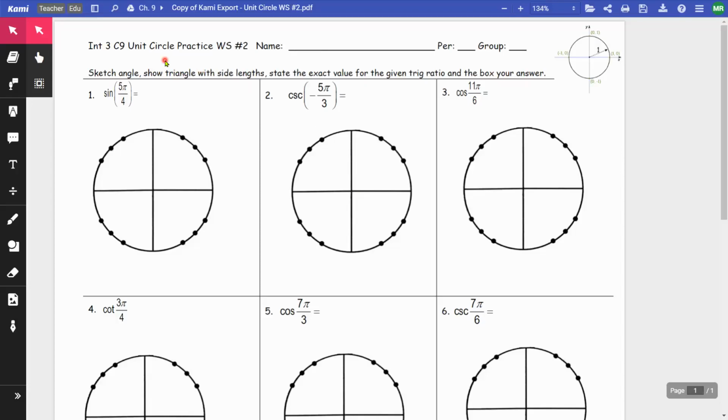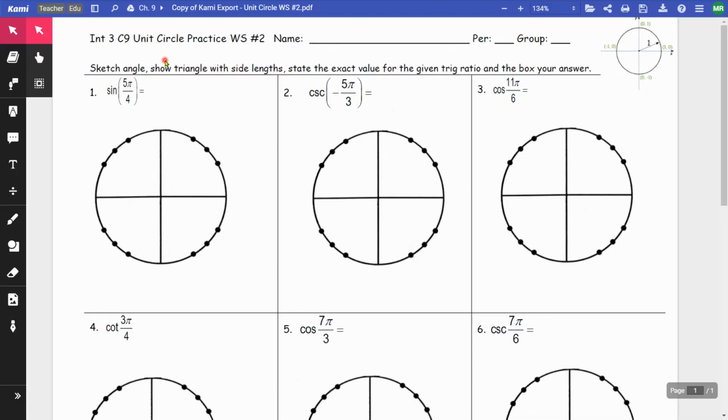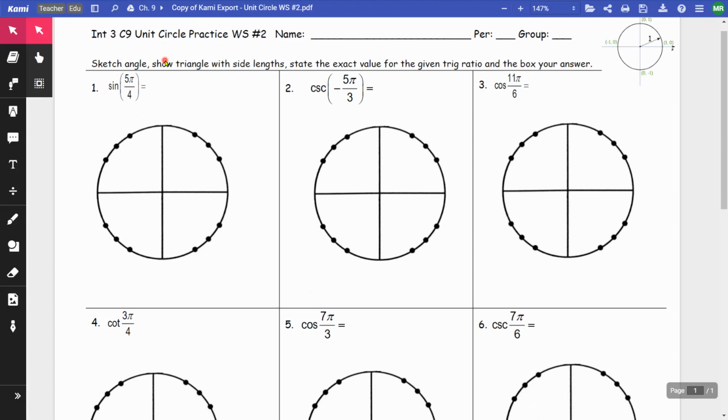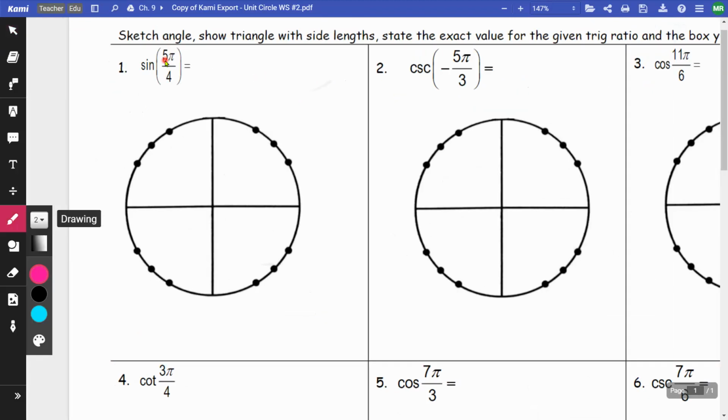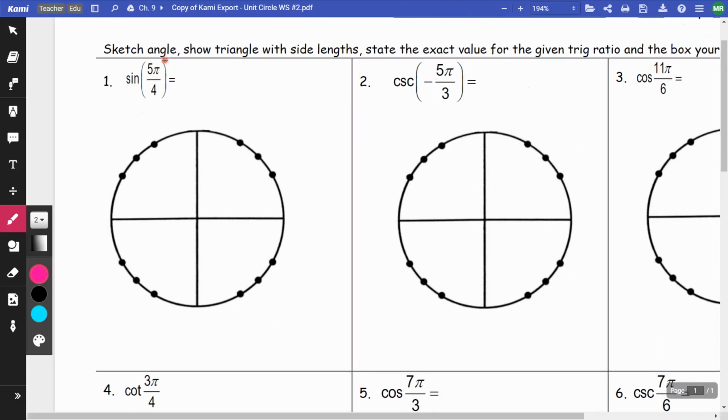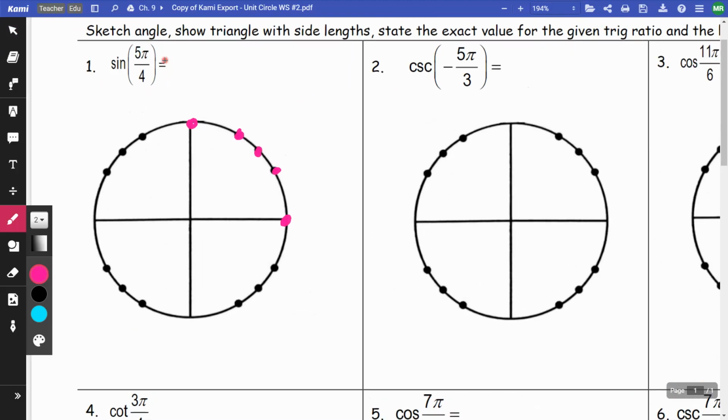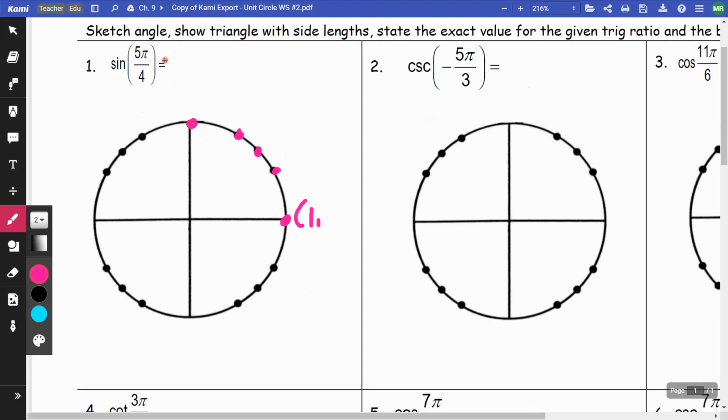So this worksheet is Integrated 3 Unit Circle Practice Worksheet number 2. On this, what you want to pay attention to and understand is a couple of things. You want to understand all of the coordinates of these special points in quadrant 1, because they're the same in all the other quadrants, but with different signs. So this point here is (1, 0). This point up here is (0, 1).